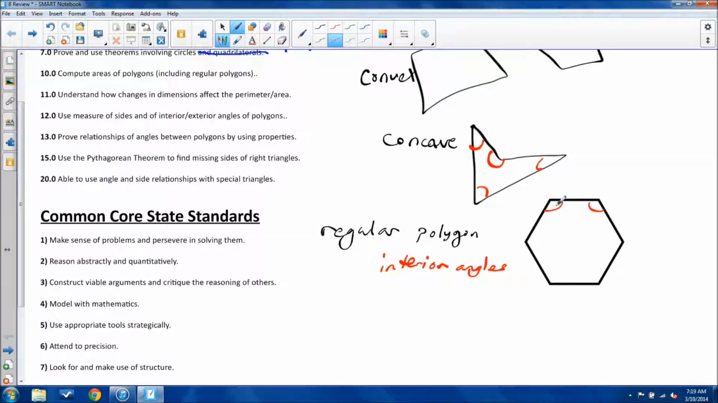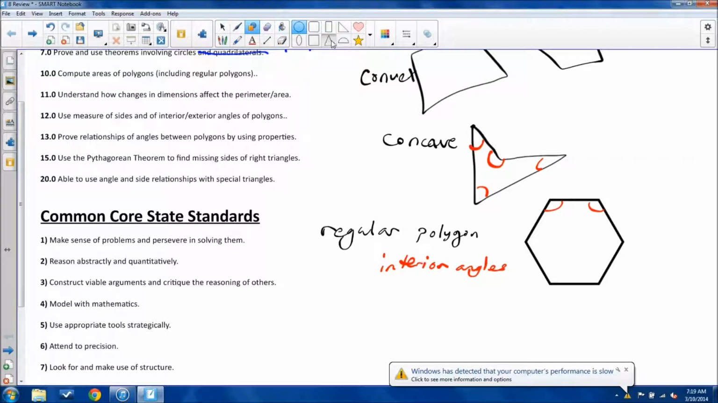Let's see. We've talked about exterior angles adding up to 360. You know interior angles don't always add up to 360. That's only true in quadrilaterals. You know, in triangles, for sure that they don't, because we talked about it all semester.